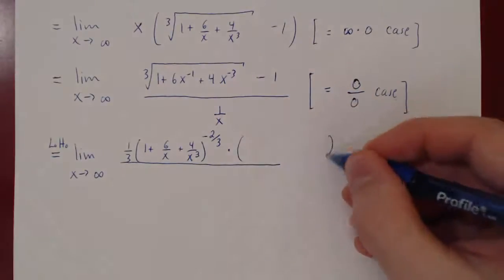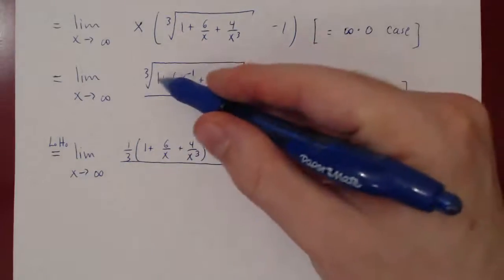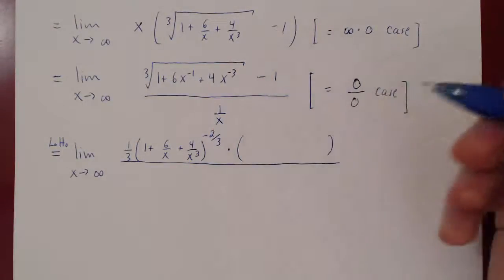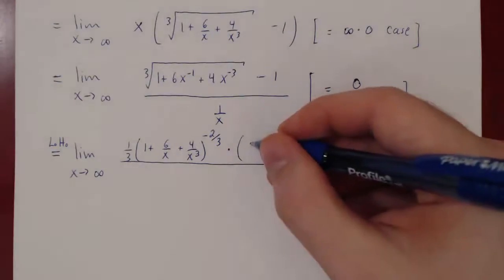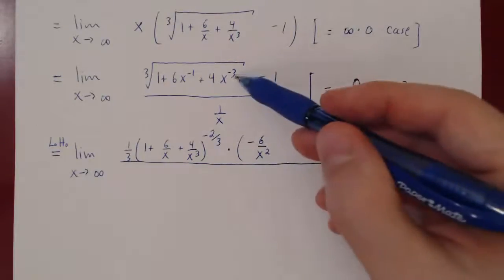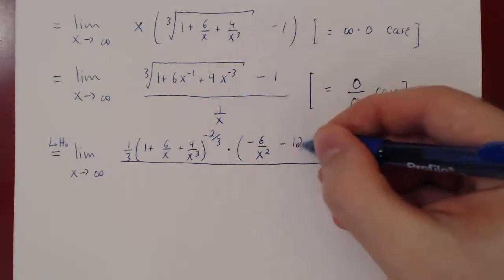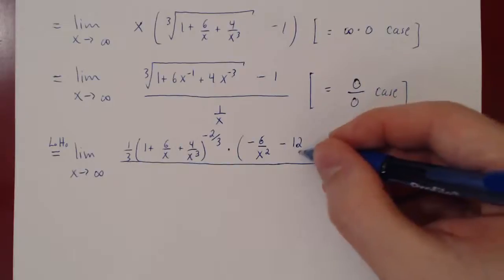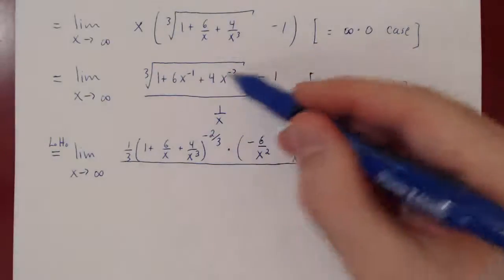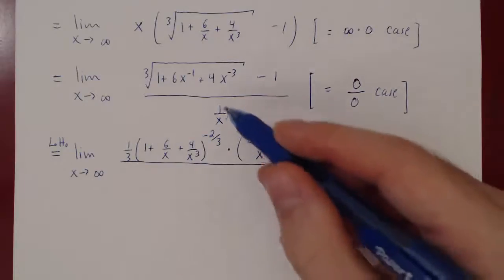times the derivative of the inside. The derivative of 1 is 0. The derivative of this will be negative 6x to the negative 2. So if you prefer, negative 6 over x squared. If you send the x to the minus 2 down, so negative 6 over x squared. This will give you negative 12x to the negative 4. Negative 12, x to the negative 4, you can send down as x to the positive 4. And that's a derivative of the inside.